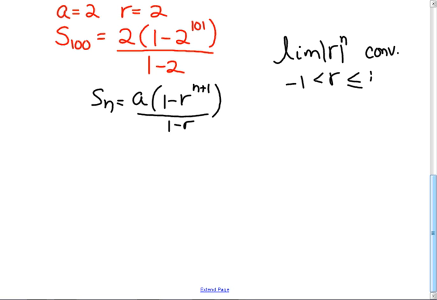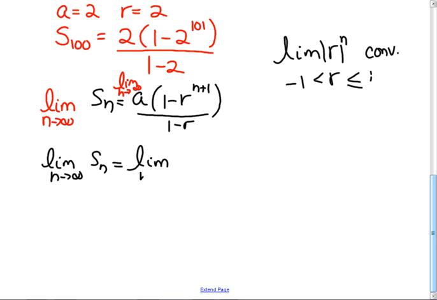So let's take the limit of this. Doing the problems is way faster than this, but it's kind of nice to see where the formula comes from. Let's let n go to infinity. And it's the limit as n goes to infinity. So the limit as n goes to infinity of S sub n is equal to this. I have to clean it up because it's kind of a mess.